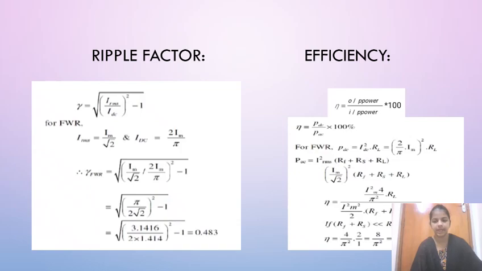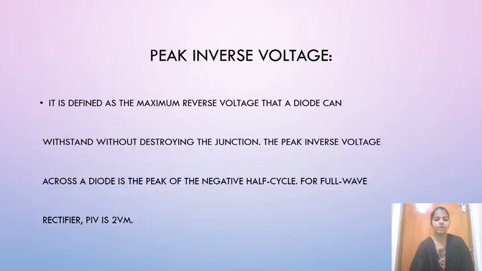Efficiency is calculated as output power divided by input power, times 100. The efficiency of a full wave rectifier is 81.2 percent. Next, peak inverse voltage. Peak inverse voltage is defined as the maximum reverse voltage that a diode can withstand without destroying the junction. The peak inverse voltage across a diode is the peak of the negative half cycle. For a full wave rectifier, peak inverse voltage is 2 Vm.